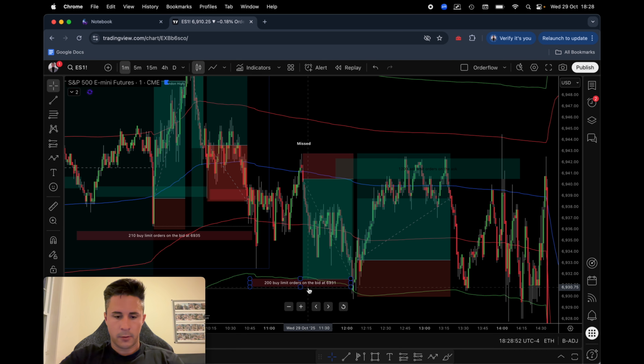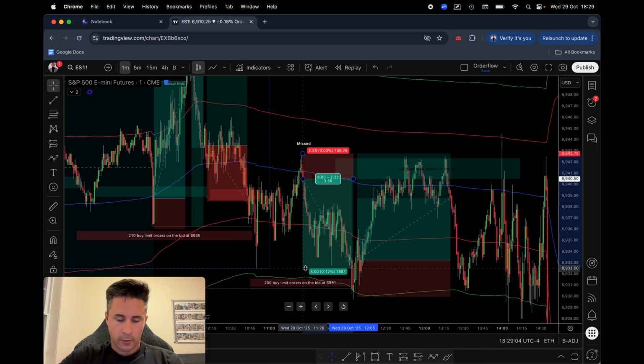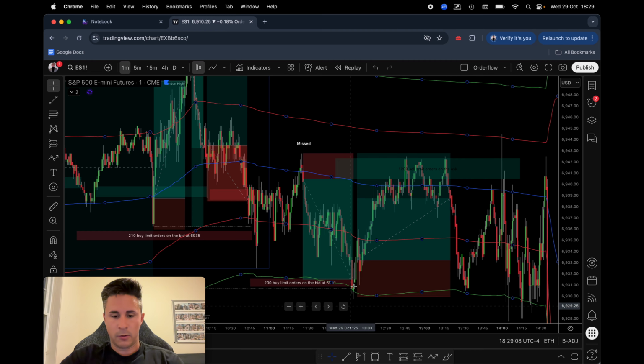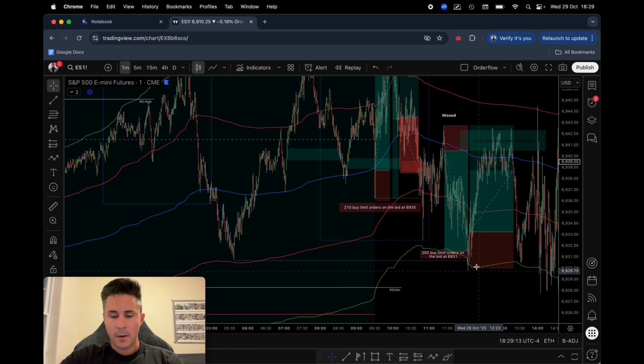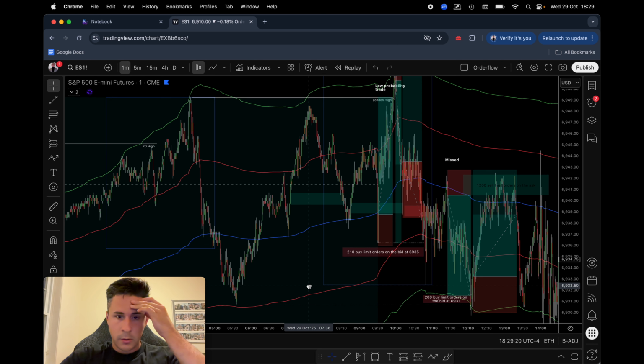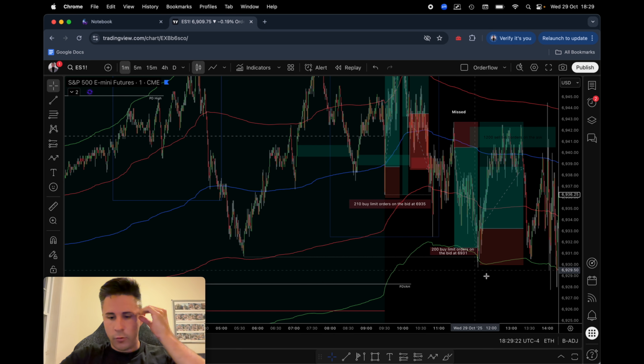And what could you have targeted? This level here of 200 buy limit orders on the bid at 69.31. That would have been a nice target, or either this low. Target this low or this level, and boom, this is exactly what got taken out. And let's have a look here. I like that level because it was a swing low, a big, major swing low. And there you also had 200 buy limit orders on the bid.